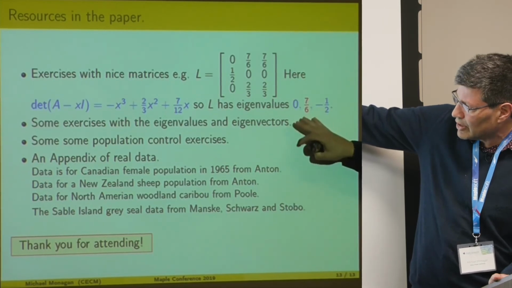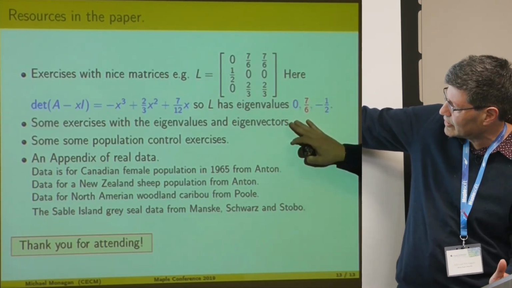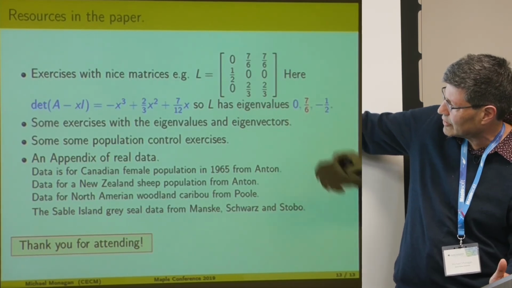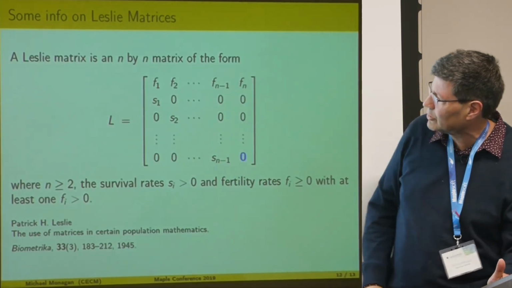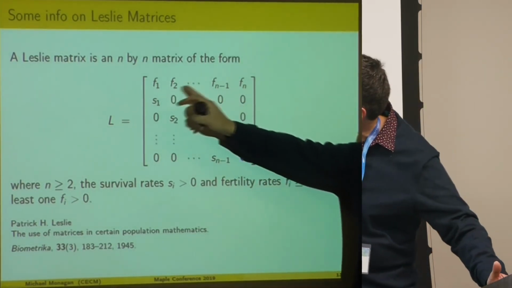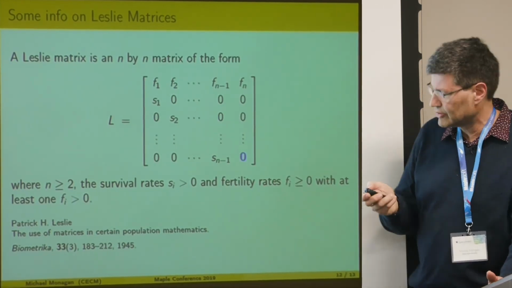In the paper, if you get a chance to look at it, there are some theoretical exercises on eigenvalues and eigenvectors of the Leslie matrix. This matrix has a special structure, obviously, and even if you allow the f's to be symbolic, you can write down formulas for the eigenvalues and eigenvectors.